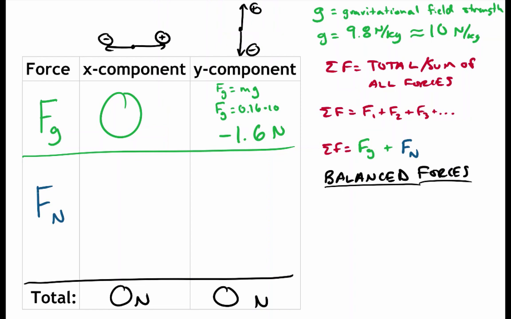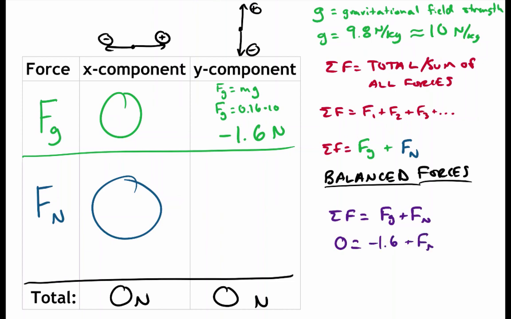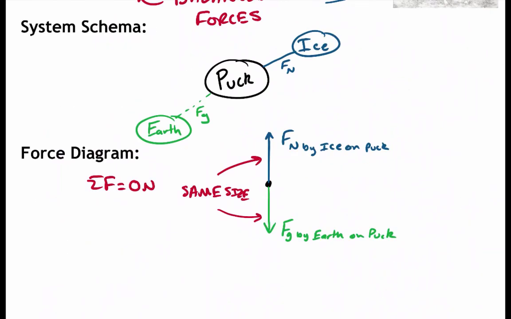Now we have the force normal. It acts in the upwards direction, so the x component would be 0 newtons. In order to figure out the normal force, we can write our net force equation. We can plug in the 0 for the net force and negative 1.6 for the force of gravity, which tells us that the normal force is 1.6 newtons upwards. So we said they should be the same size, which makes sense. 1.6 newtons up and negative 1.6 newtons down.